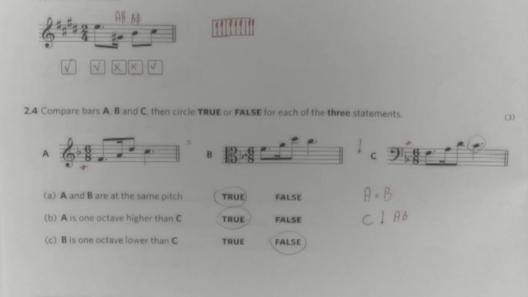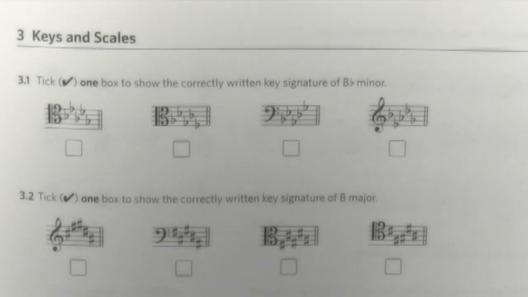Okay, section 3. This section is particularly long and important because it gives you 15 points. So it is the section that has more points, and it's longer, it's more important, so you can understand the keys and scales are very important in music. So let's try to do it properly, shall we?